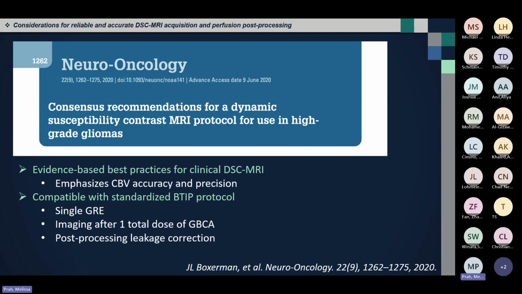However, even with proper implementation and execution of the DSC MRI protocol, issues will arise, and it's important that they can be easily recognized and, when possible, corrected for prior to any clinical interpretation.